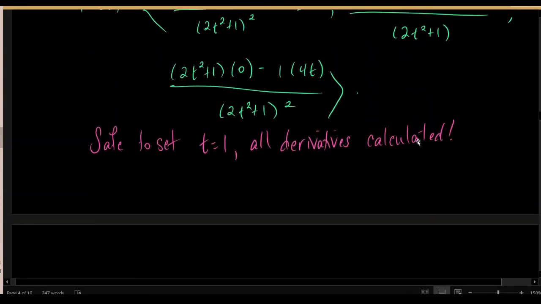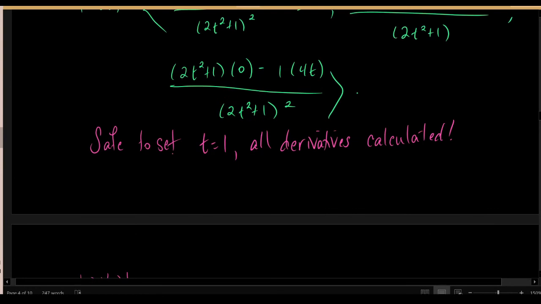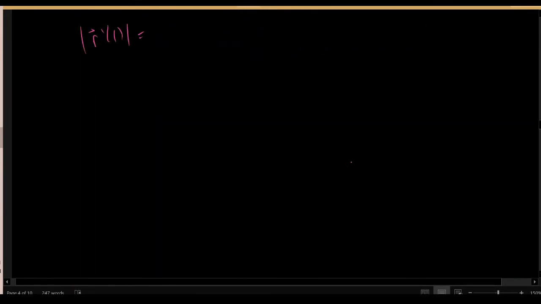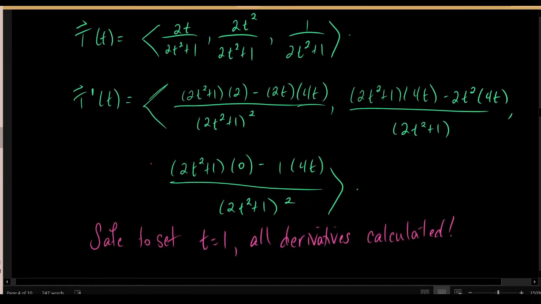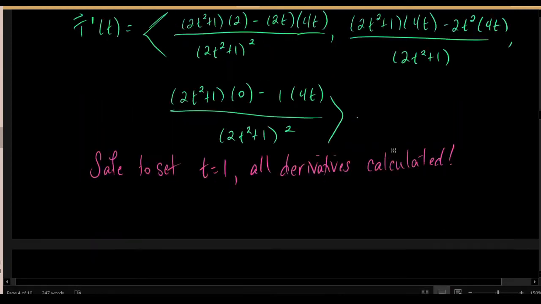So let's go ahead and plug in t equals 1. The length of r prime with t equals 1 is equal to this formula in blue with t equals 1. So that's 2 times 1 squared plus 1, that's 3. We can also get the unit tangent vector at this time, which was one of the quantities that the problem was looking for. That's 2 over 3, 2 over 3, 1 over 3.